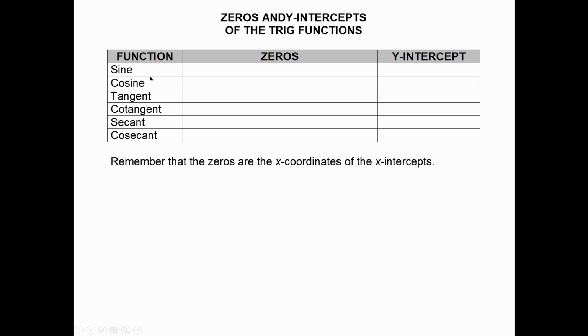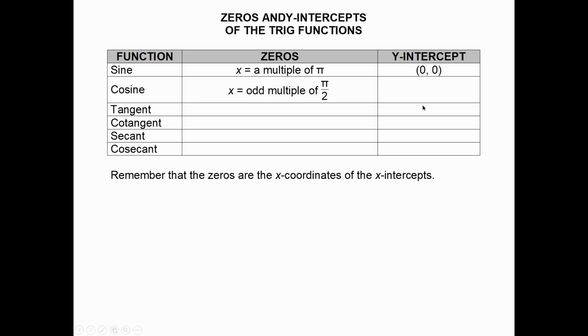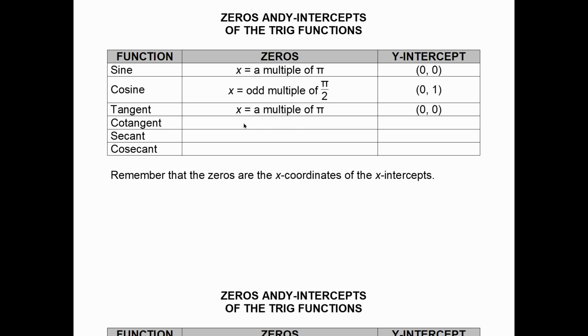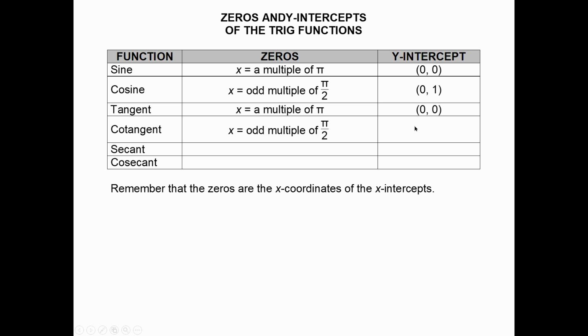For the sine. Okay, remember, the sine is equal to 0 at x equals a multiple of pi. The y-intercept, 0, 0. Cosine, its zeros are x equals an odd multiple of pi over 2. The y-intercept, 0, 1. The tangent, the zeros, x equals a multiple of pi. The y-intercept, 0, 0. Notice it's kind of like the sine. The cotangent, the zeros, x equals an odd multiple of pi over 2. Y-intercept, doesn't have one.